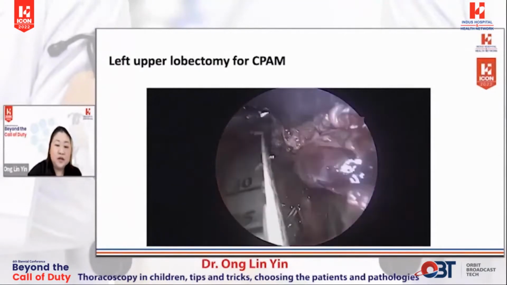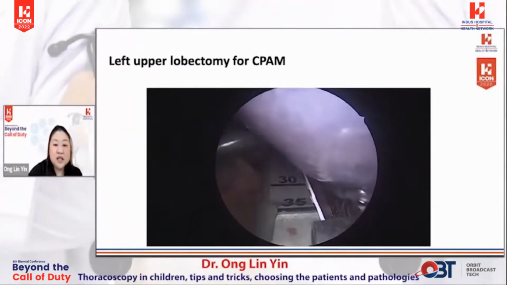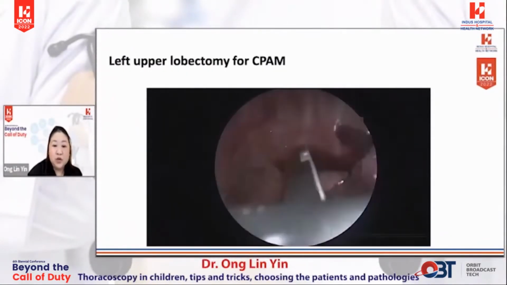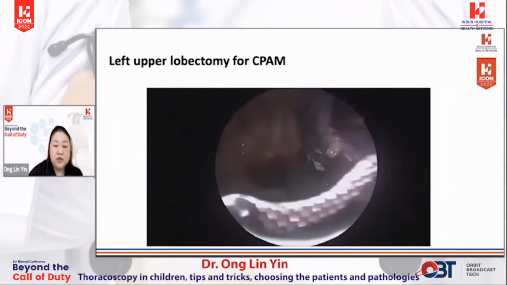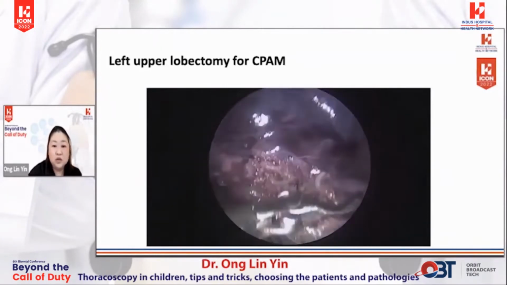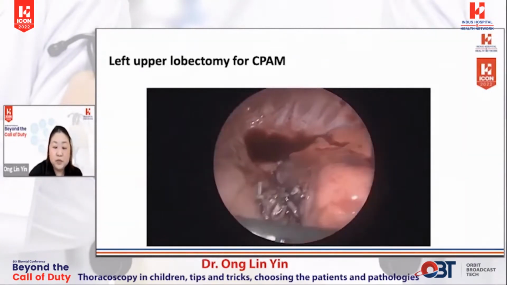Before we fire the staple, we will get the anesthetist to deflate the bronchial blocker and try to inflate the lower lobe so that we are sure, once again, that we have not occluded the bronchus to the lower lobe. The lobectomy is complete.